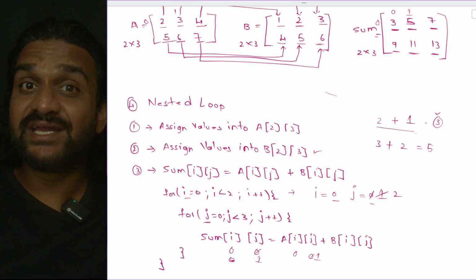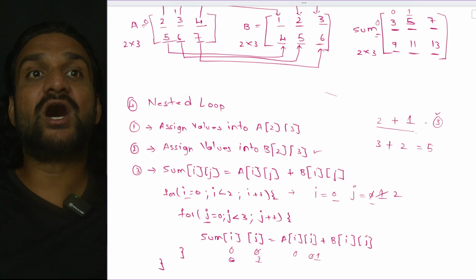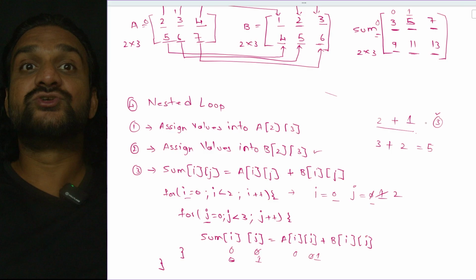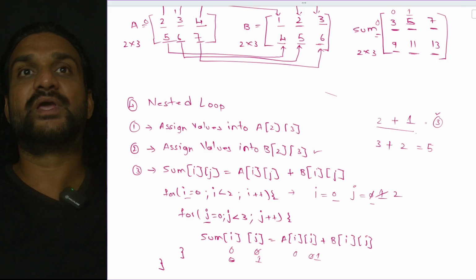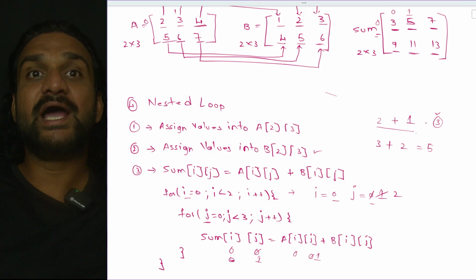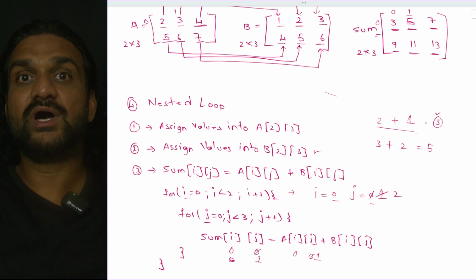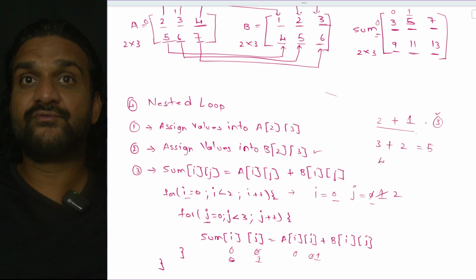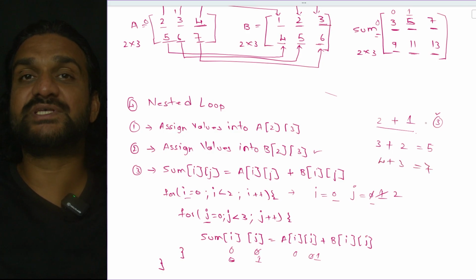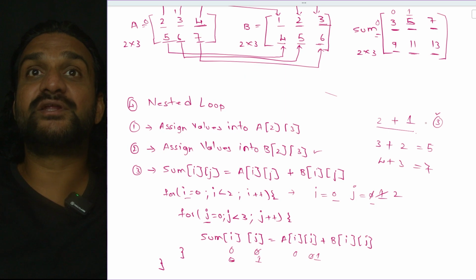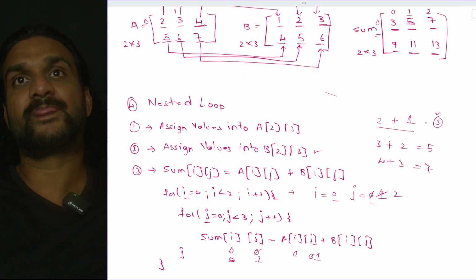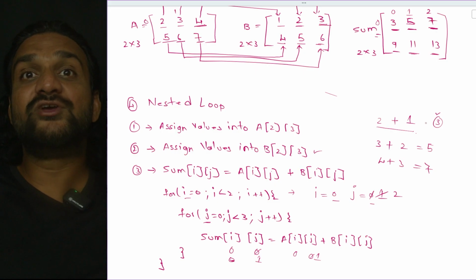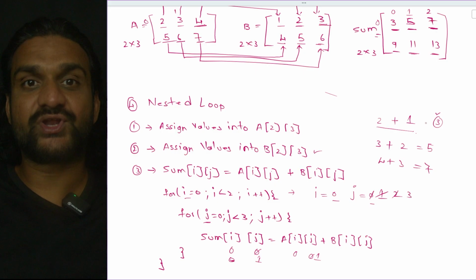In the next iteration of the inner loop, the value of j will become 2 and the value of i still remains 0. So in this iteration, how will the values change? a of 0 comma 2 is 4, and b of 0 comma 2 has a value of 3. 4 plus 3 gives a summation value of 7, and it will get stored in sum of 0 comma 2. Now the value of j will get incremented. Now it will become 3.